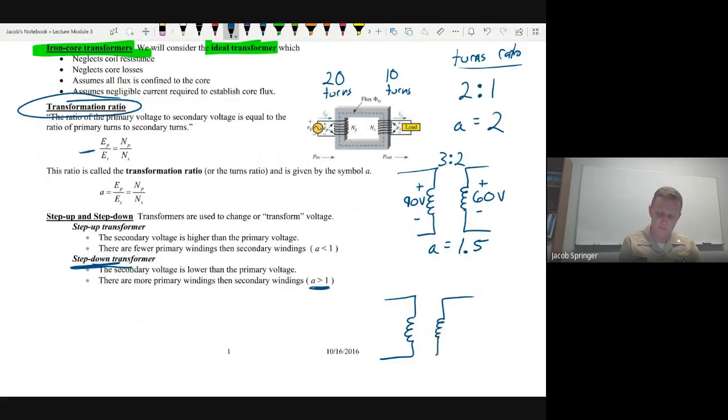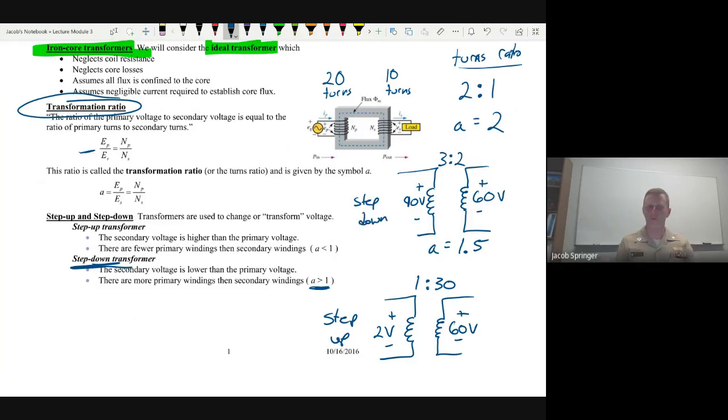If I had, say, 1 to 30, and I had 2 volts across this one, well, in my turns ratio, I have 60 volts across this one. Pretty straightforward math. So this one right here would be a step up transformer. This one right here would be a step down transformer.